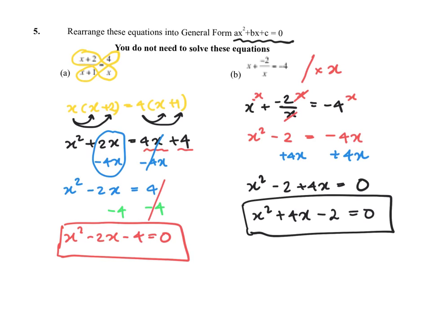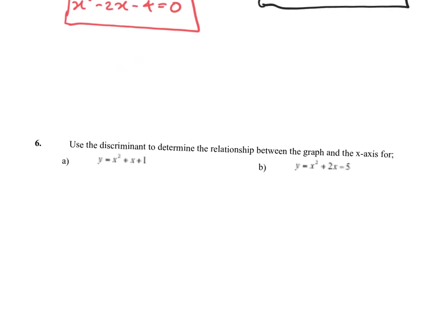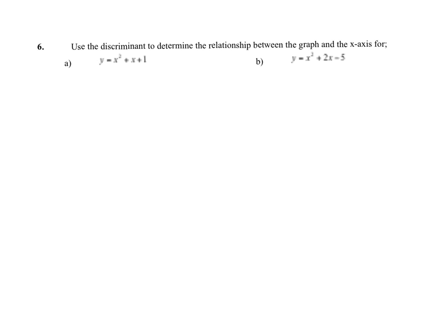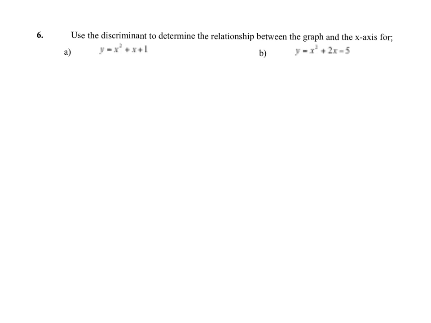Okay, let's move on to question 6 now. So it's a little bit wobbly, isn't it? Question 6: use a discriminant to determine the relationship between the graph and the x-axis for those two equations. The first one here is y equal x to the power of 2 plus x plus 1. So we have to use the discriminant. The discriminant is that part of the quadratic formula, the one under the square root, and it goes like this: b squared minus 4ac.